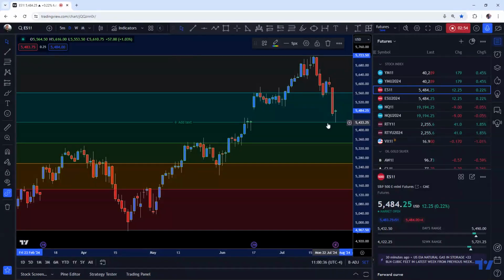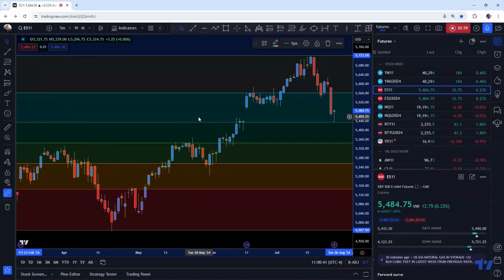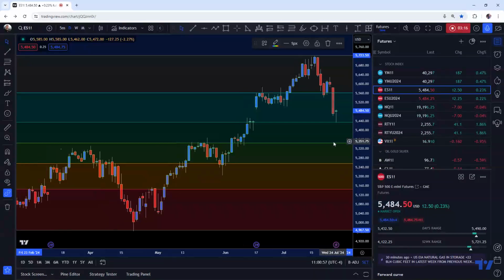And look what's happening. Now we're at the 61.8% level, and boom, the market's bouncing off of it. That right there could be a sign that it's trying to put in a floor. Now, it doesn't mean that it can't reverse lower. It could still go lower eventually, it could do whatever it wants.